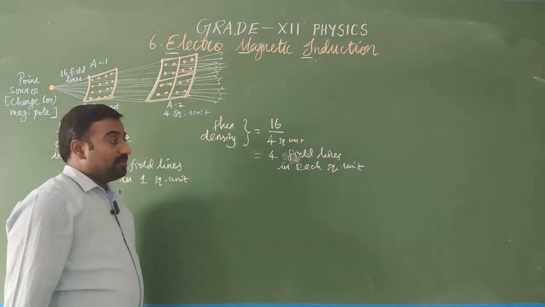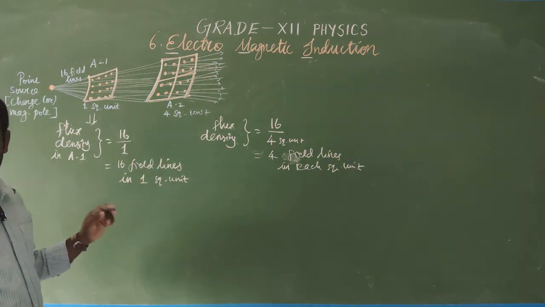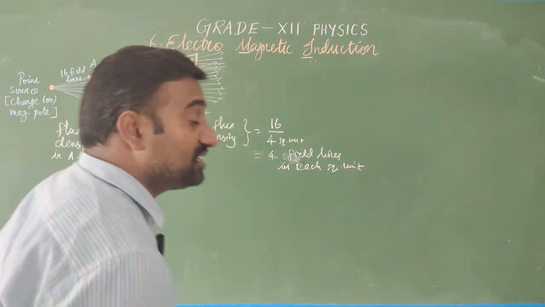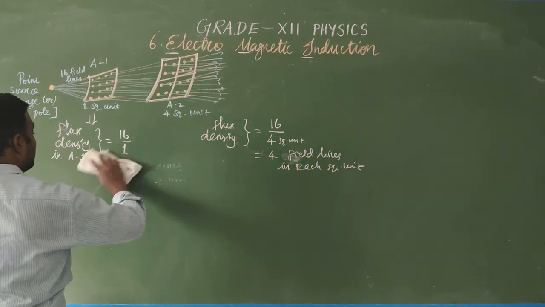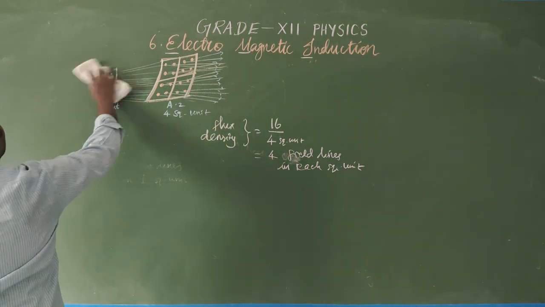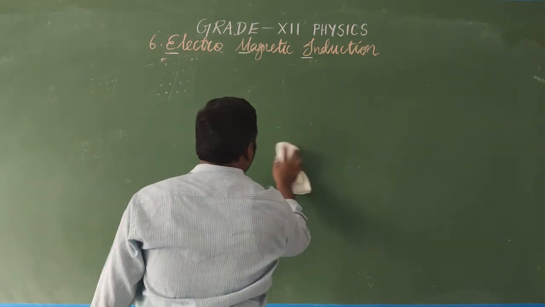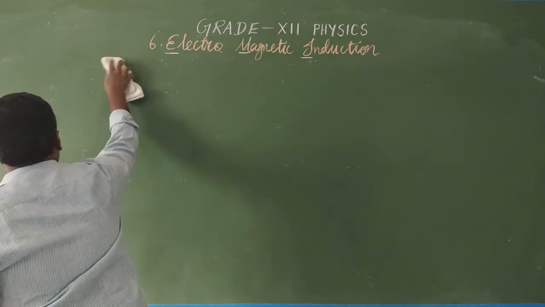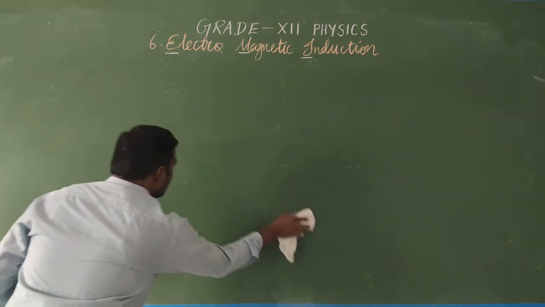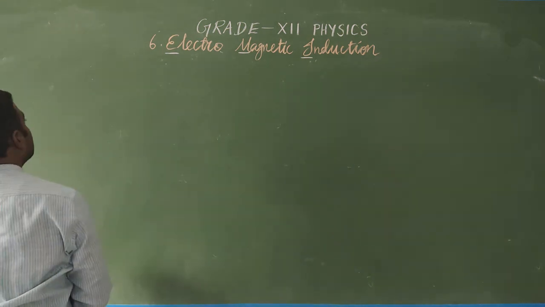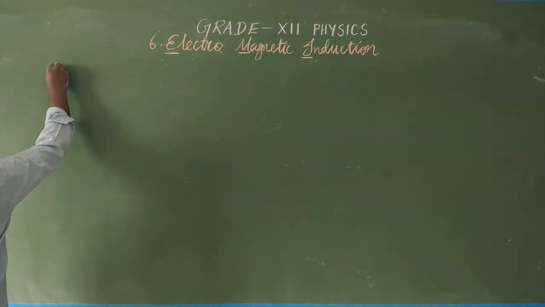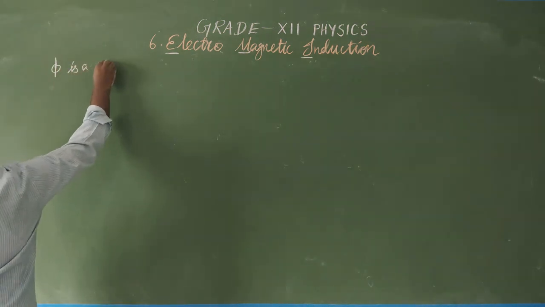Moreover, this magnetic flux is a scalar quantity. We know flux phi is equal to B vector dot A vector. The dot product of the two vectors, the resultant will be a scalar. That we already know. So magnetic flux is a scalar quantity.